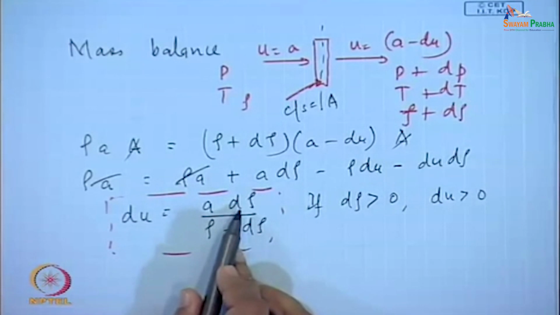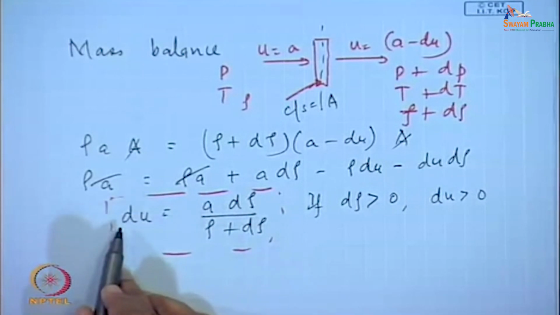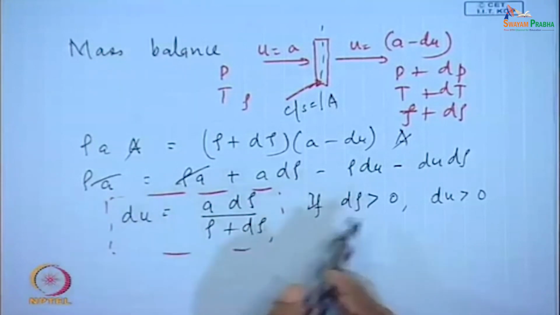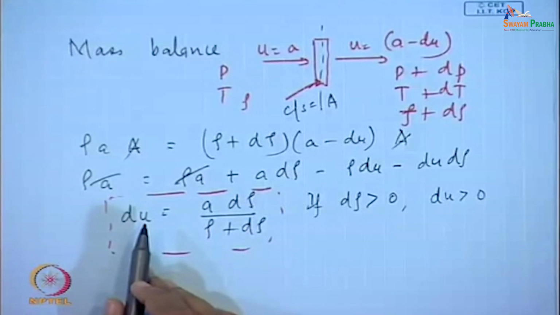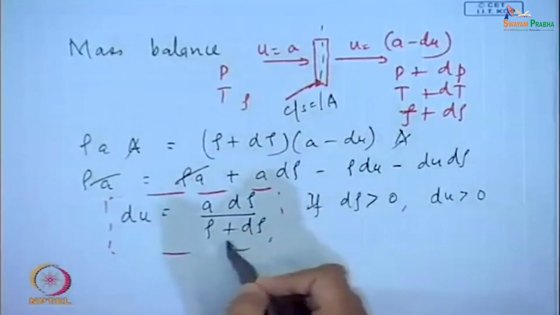If d rho is greater than 0, du has to be greater than 0, agreed? Or in other words, whenever a compression wave travels through a fluid, it definitely leaves the fluid moving in the direction of the wave. du d rho is the multiplication of these two small terms, and we will be neglecting it at the end.